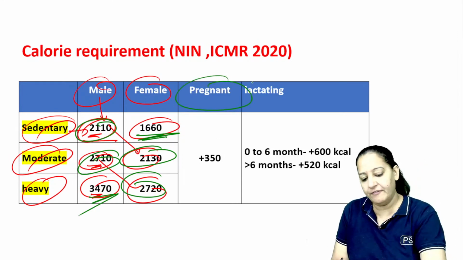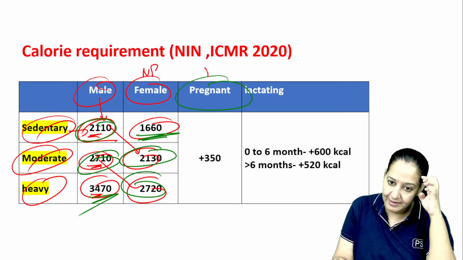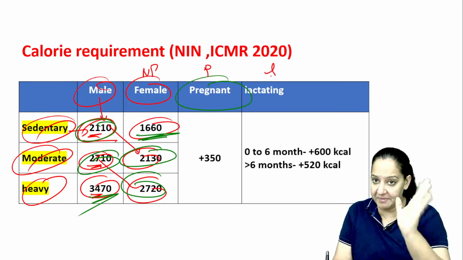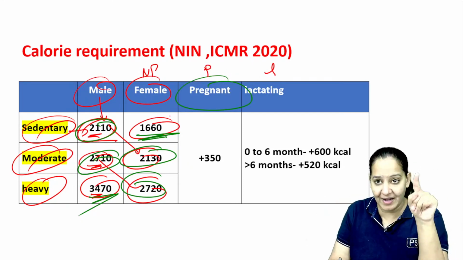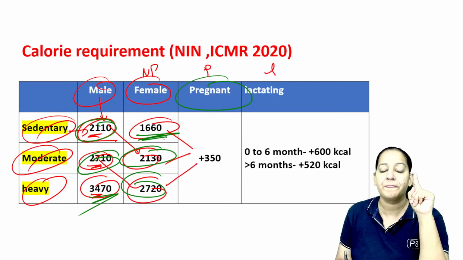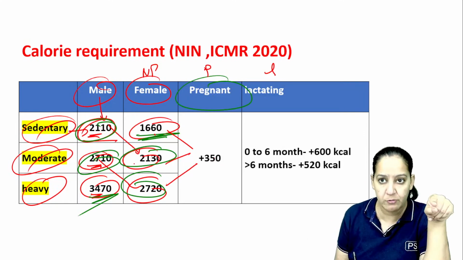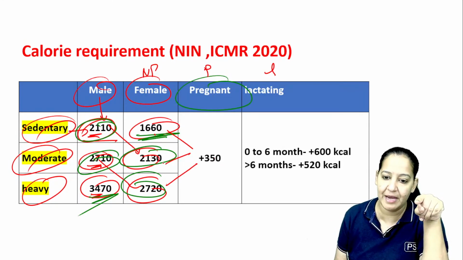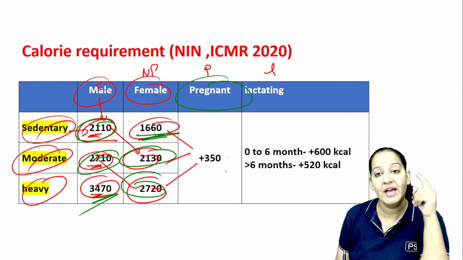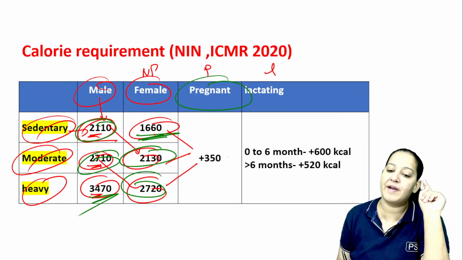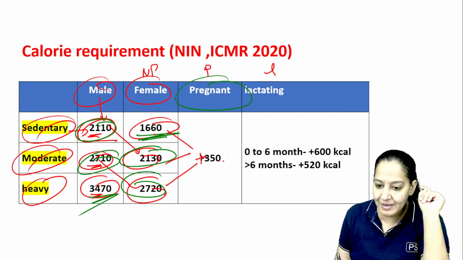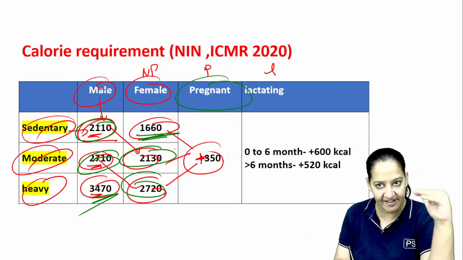This was for a non-pregnant female, this is for a pregnant female, and this is for a lactating female. Females are of 3 types. Whatever category a pregnant female belongs to: if a sedentary female becomes pregnant, 1600 plus 350. If a moderate worker female becomes pregnant, 2100 plus 350. And if an intense worker female becomes pregnant, 2700 plus 350. So plus 350 means additional, whatever category she belongs to.